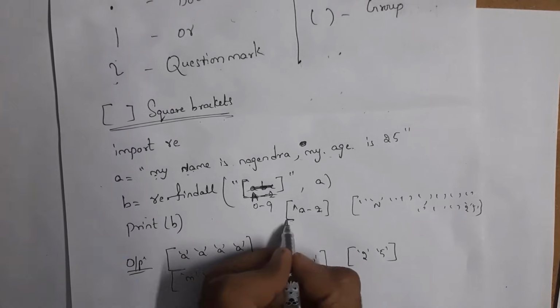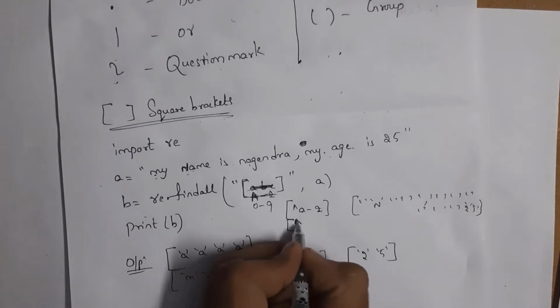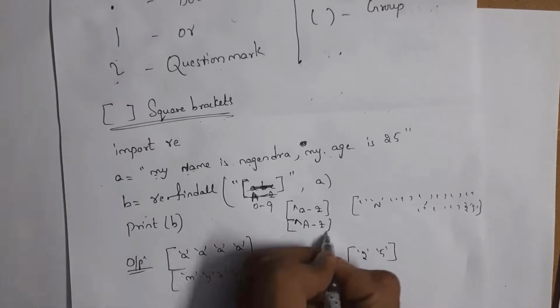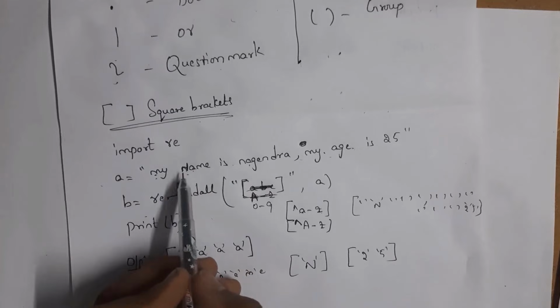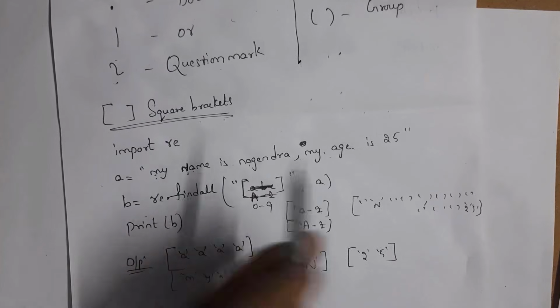And whenever you write square bracket, caret symbol inside the square bracket and capital A to Z, then except capital A to Z, it will print the remaining. In this, what are the capital letters? Only N is a capital letter. So except N, it will print the remaining.